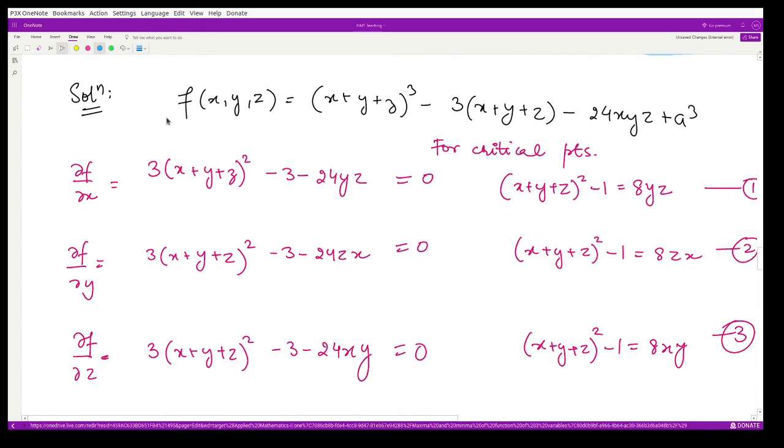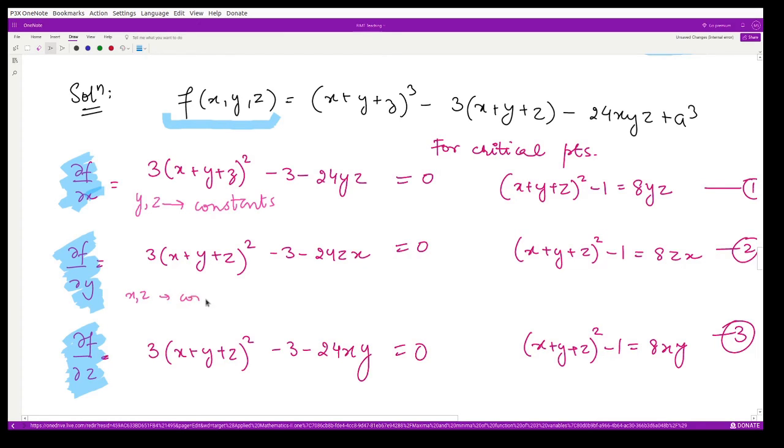So using this function we can calculate the first order partial derivatives. So they are del f by del x, del f by del y and del f by del z. So we compute them. In the first case we'll assume y and z to be constants. In the second case we assume x and z to be constants, and in the third case we assume x and y to be constants. So our partial derivatives are these. So we have set them equal to 0. So that means we obtain these three equations.